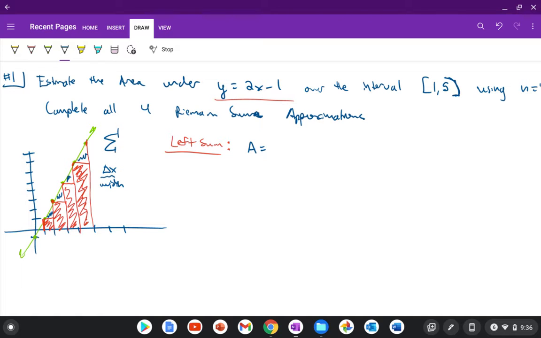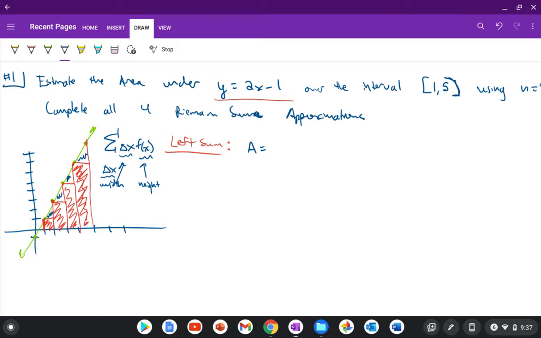So essentially all of these rectangles have the width delta x, right up here. So it's the sum of delta x times the height, because we have a width times a height. And the height is actually just the function value. So it's just delta x times f of x, because we've got the width here, and f of x represents the height of the rectangle.